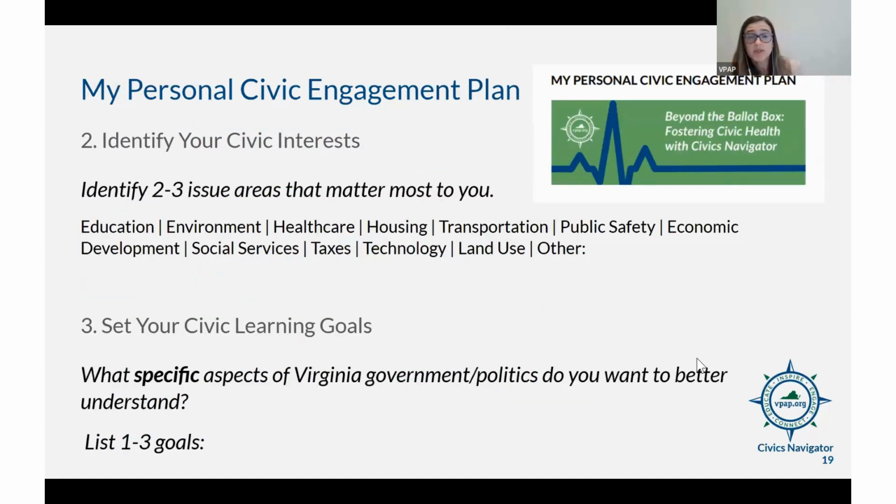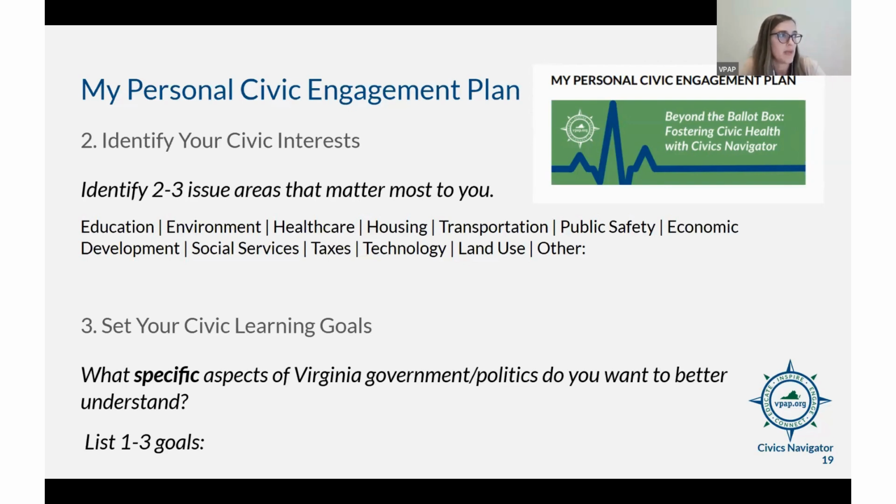And then our second step is just to identify your civic interest. Think about what issues matter to you most. So from my project management, like agile background, there's this saying of if everything's important, nothing's important. You have to prioritize. You've got to choose which issues are really the most important to you. And so if you need to jog your mind about what the options are, there are some topics there. Again, it's not a comprehensive list, but many topics fit within each of those categories.